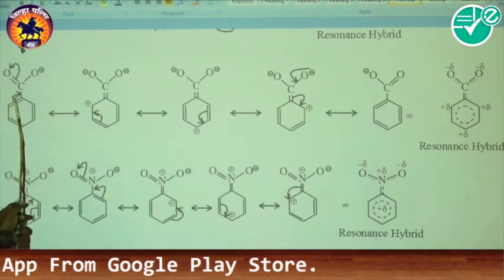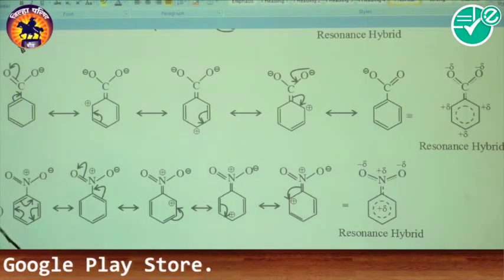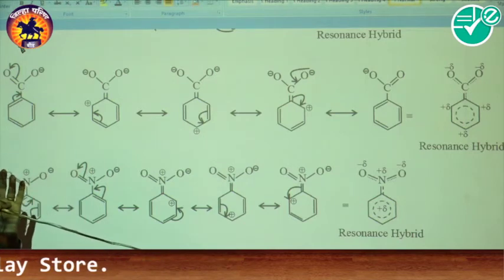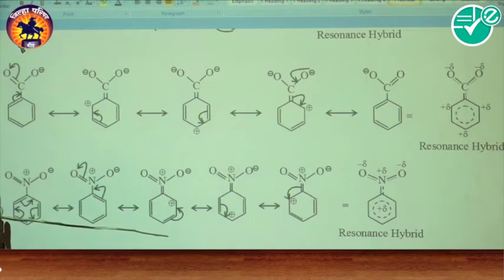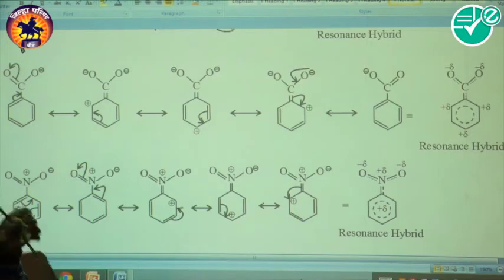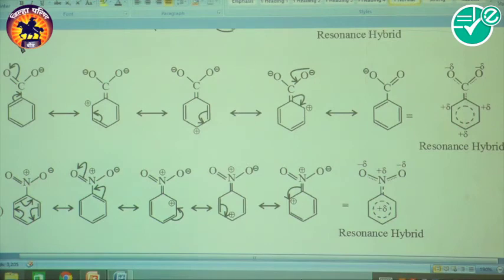Now this is an electron withdrawing group. We know that halogens are electron donating groups, and they give electron density to benzene. In phenol, the OH gives electron density to the benzene ring. Also in aniline, NH2 gives electron density to the benzene ring, and therefore a negative charge is observed on the benzene ring.